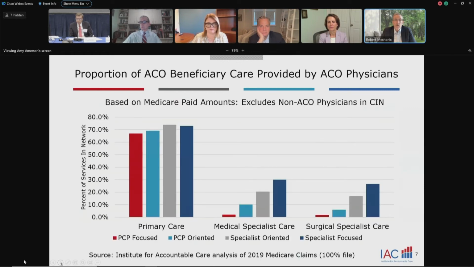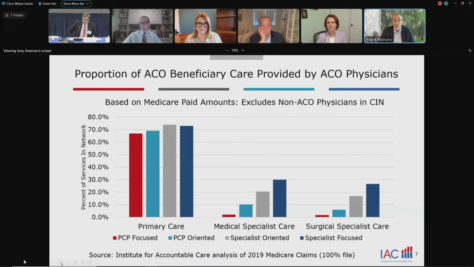So what we did is we took each of these 4 groups, we looked at the patients inside each ACO, and we said what proportion of the care was delivered by ACO physicians. And so you can see on the left-hand side, majority of the primary care for all categories of these groups was provided within the ACO. That's a little bit tautological because patients are assigned to ACOs based on their use of evaluation management services. But when we get over into medical specialist and surgical specialist care, you see on the left-hand side, the PCP-focused or the red bars, some of those groups have no specialists or just a couple of specialists, so that they get virtually all of their care outside.